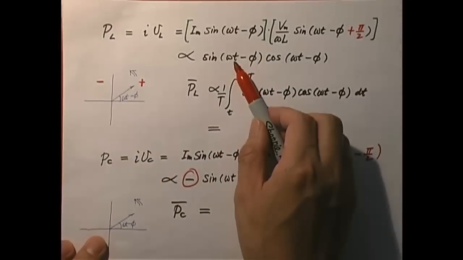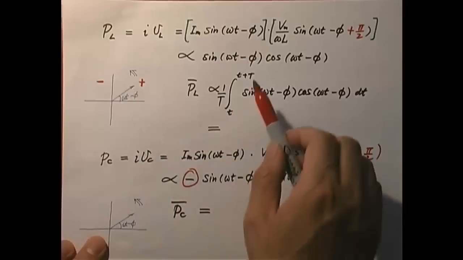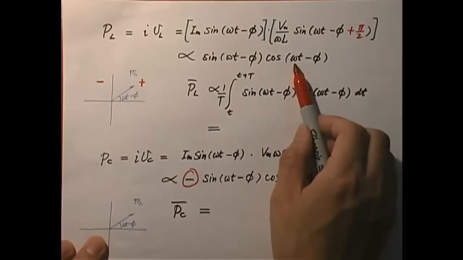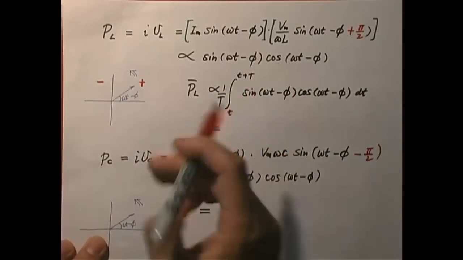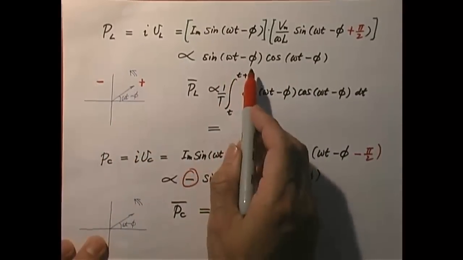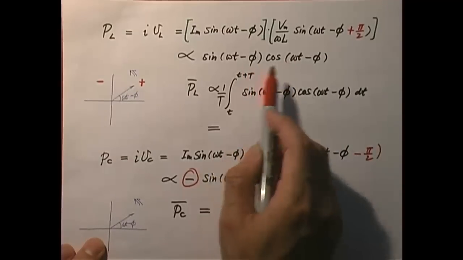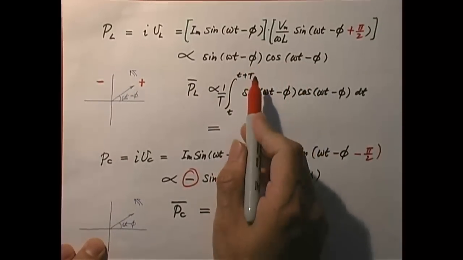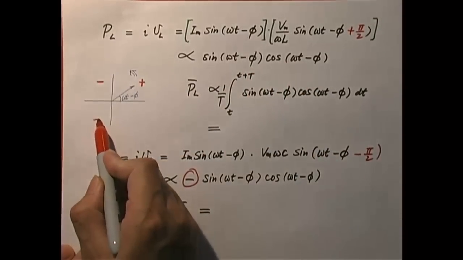When omega t minus phi is in the third quadrant, both sine and cosine are negative, right? So now you would have a negative energy consumption.